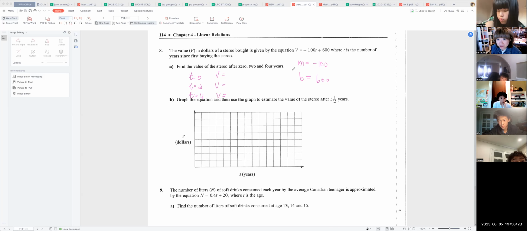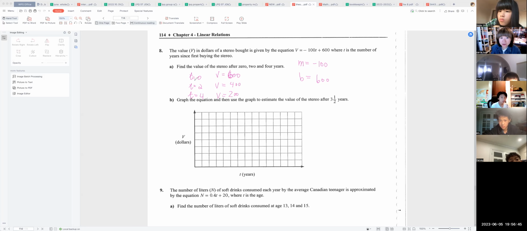Okay, should be very easy, right? You put 0 there, so V equals 600. 600, very good, Andy. So t equals 2, v equals what? 400. And 200, right?